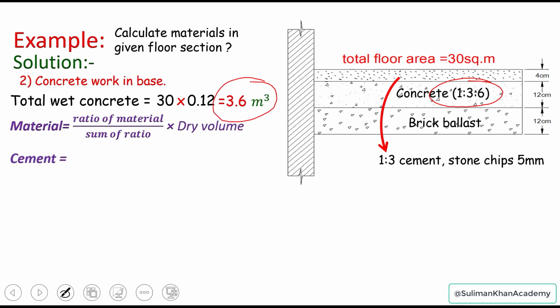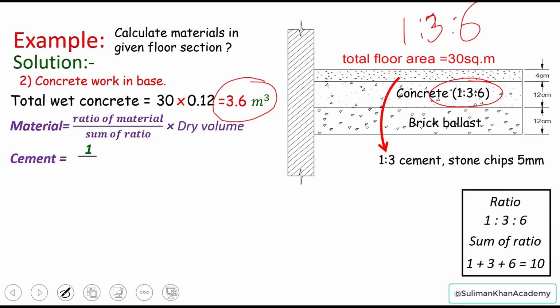Now, the cement can be calculated. For the cement, the ratio of material can be taken, which is actually 1, because we have a ratio of 1:3:6. In the same ratio, 1 represents the cement ratio, okay? So 1, and we will divide this by the sum of the ratio. The sum of the ratio means 1 plus 3 plus 6, and that should be 10. Okay, so 1 divided by 10 times the dry volume.